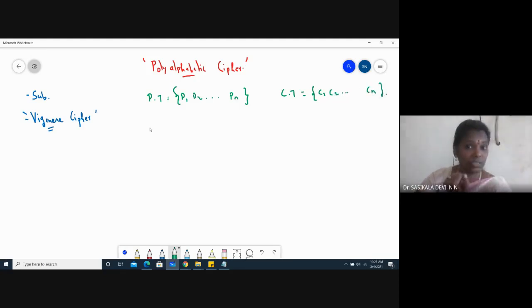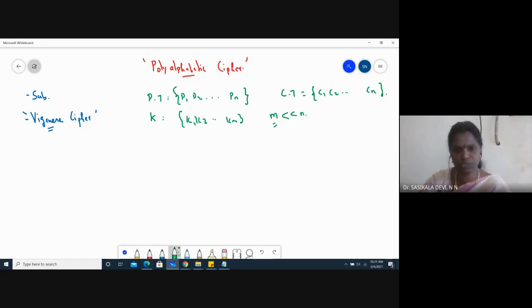For this, we have to use a key. The key is also a set of characters of length m, maybe K1, K2 till Km. Here m can be less than n, it can be very small compared to n. That is also possible. So plain text is a character set of length n, ciphertext is a character set of length n, and key is a character set of length m.